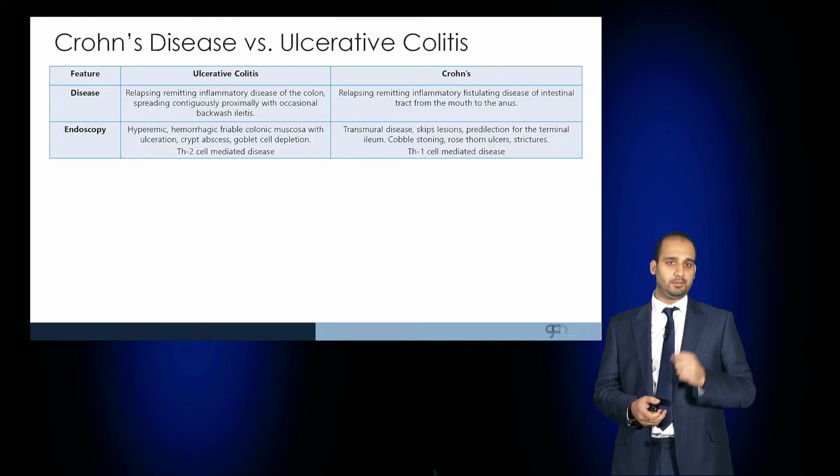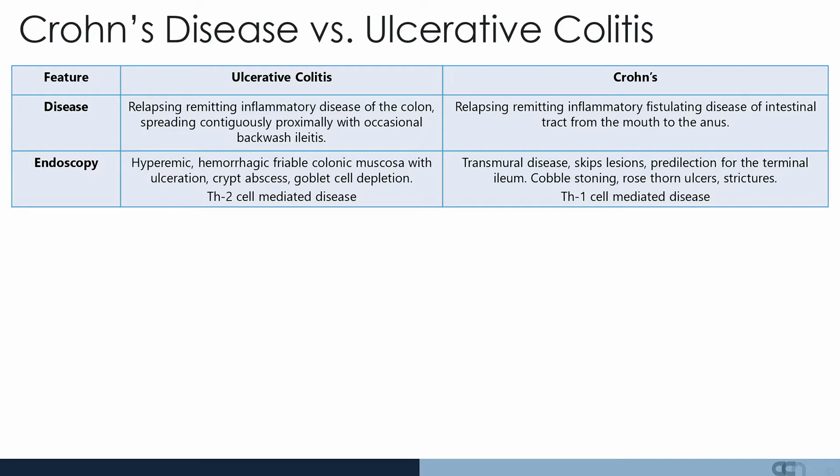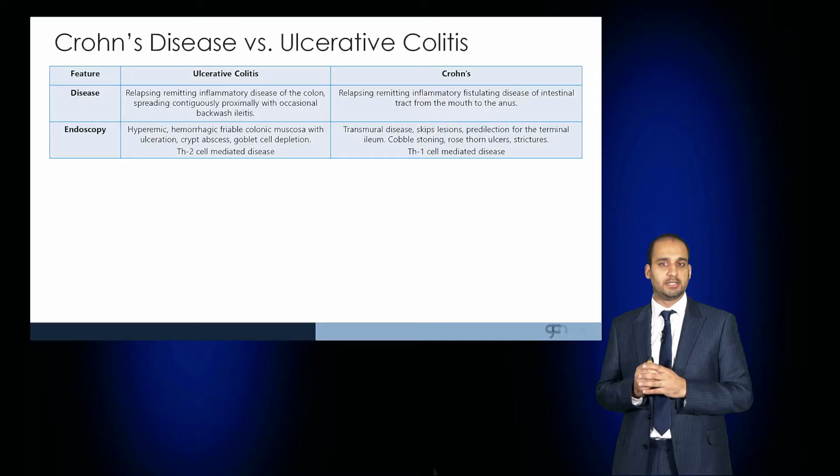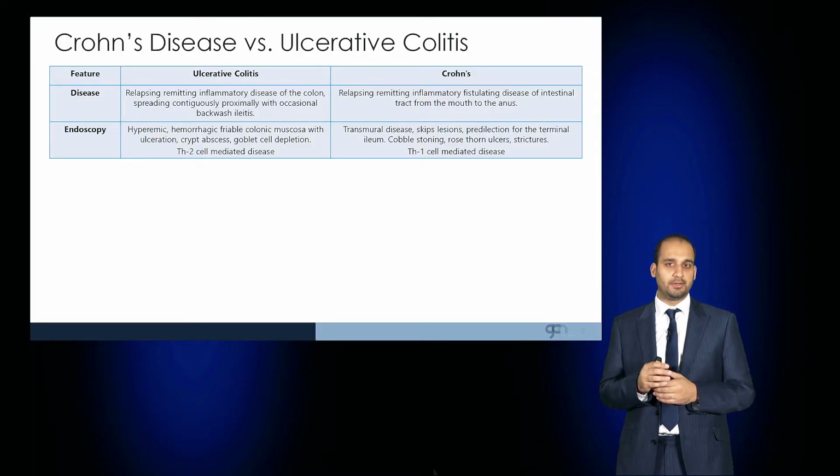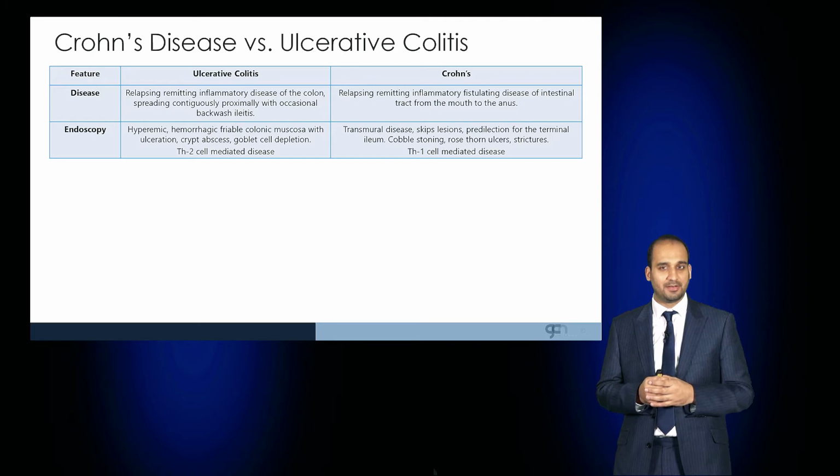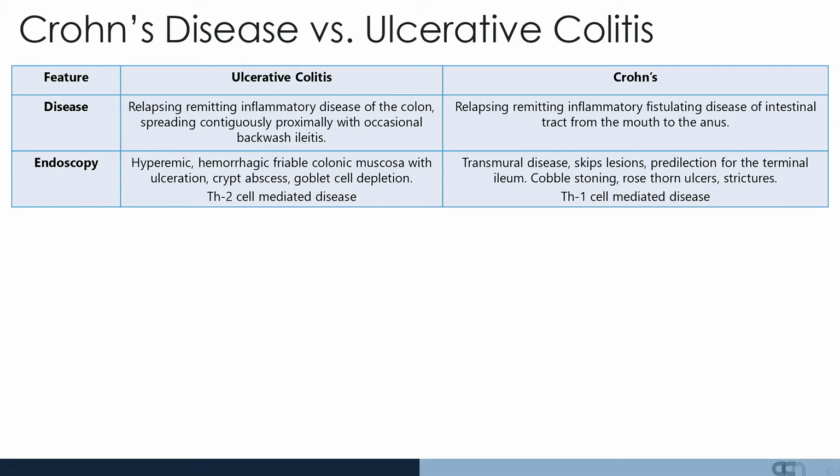Endoscopically, in ulcerative colitis, the colonic mucosa appears hyperemic, red, hemorrhagic, and friable, and you also note crypt abscesses and goblet cell depletion. In Crohn's disease, endoscopically, this is a transmural disease which leads to fistulas developing, skip lesions, a predilection for the terminal ileum, and a cobblestoning, rose-thorn ulcerative appearance with strictures. Ulcerative colitis is T helper 2 mediated, and Crohn's disease is T helper 1 mediated.